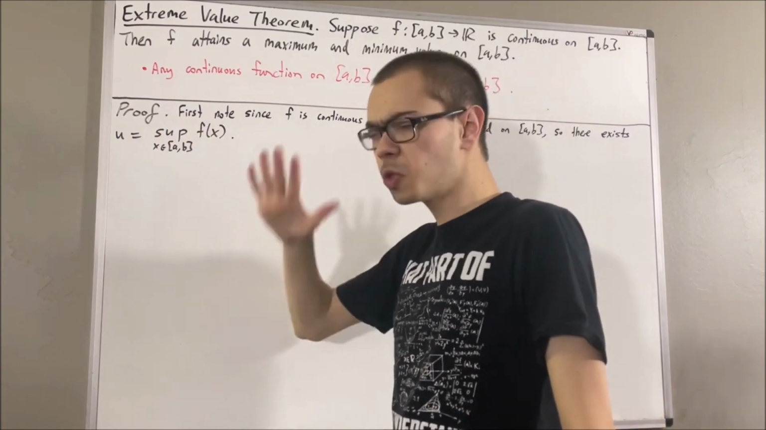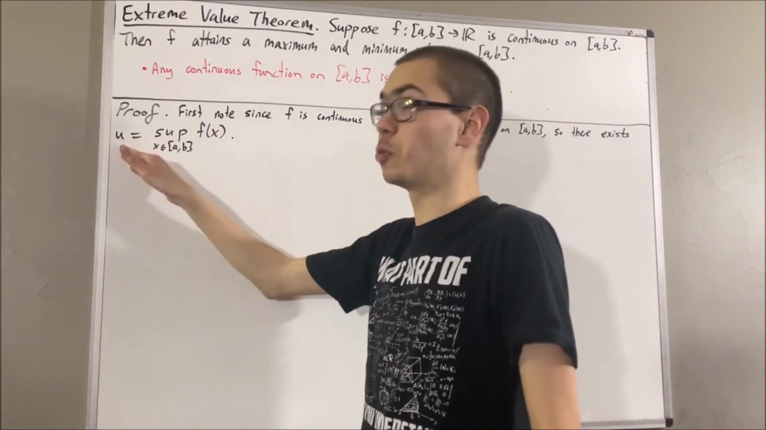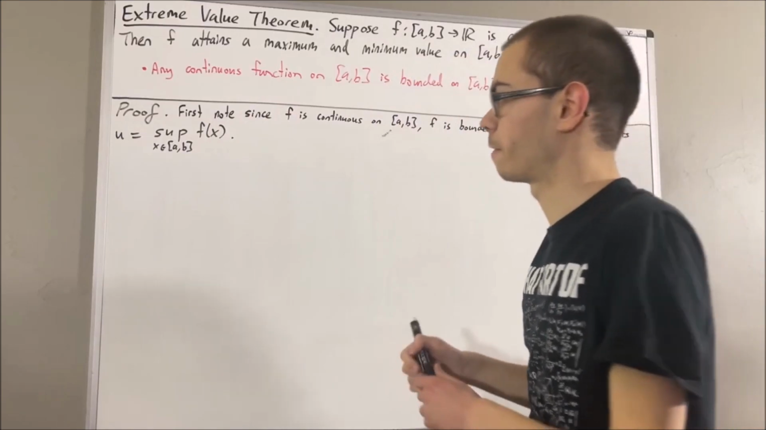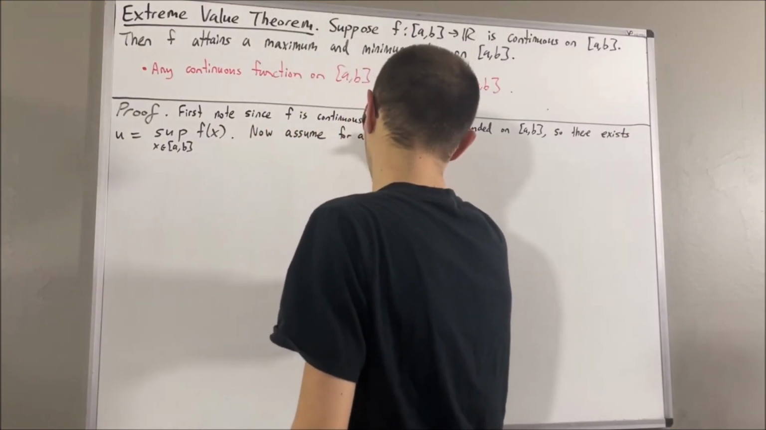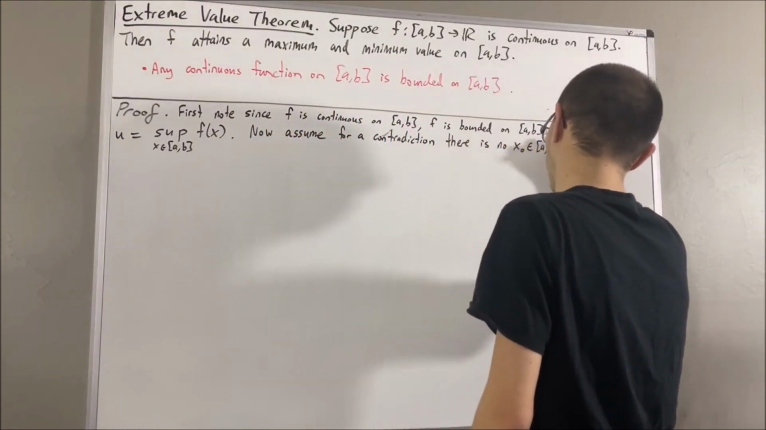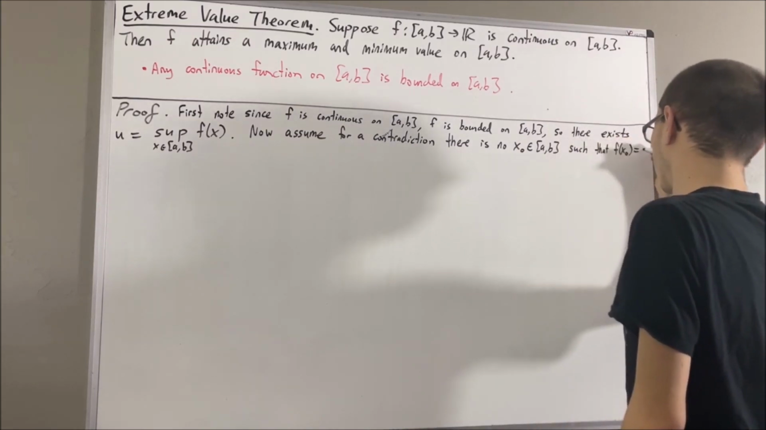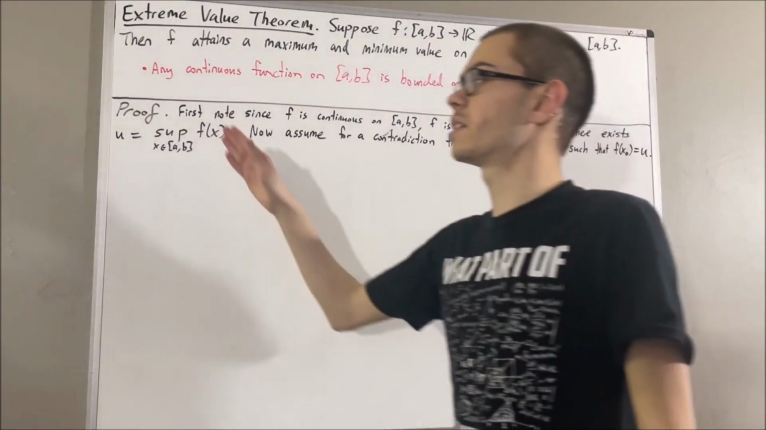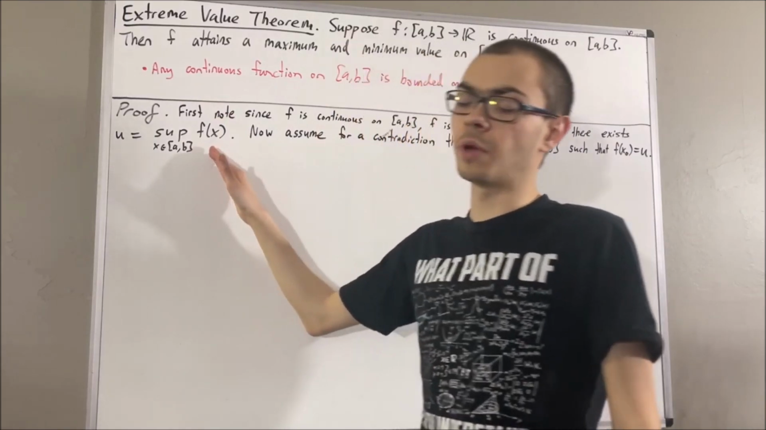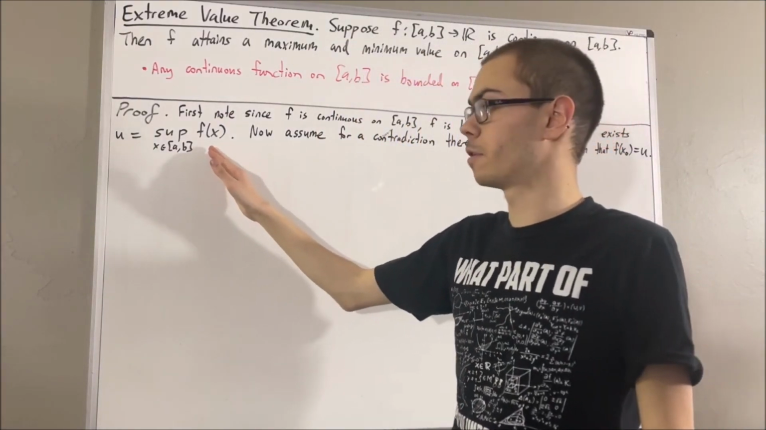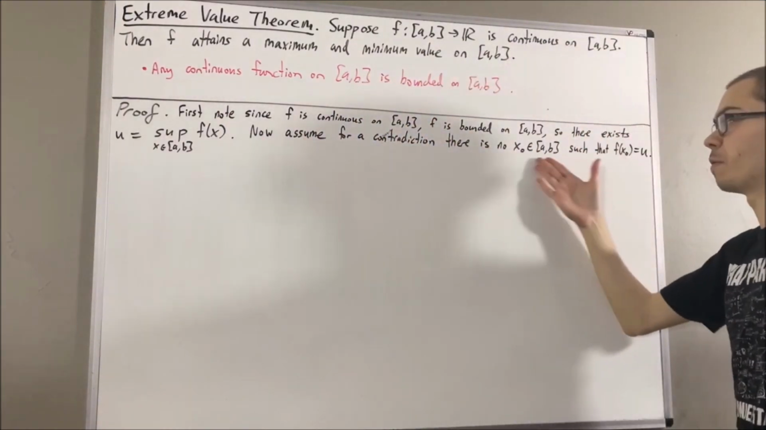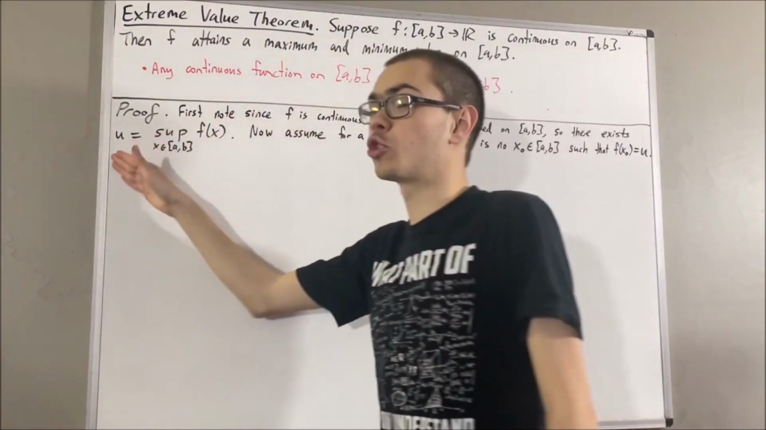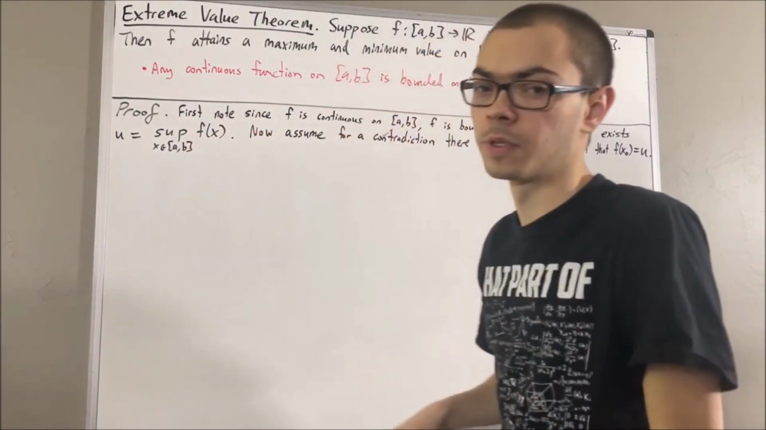And to show that, assume for a contradiction that u is not an output value of the function f. Well then, since u is greater than or equal to every output value of the function f, but not equal to any output value of f, u must be strictly greater than every output value of the function f.